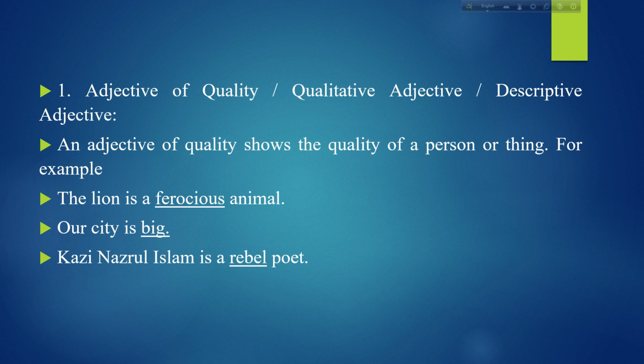So first one, adjective of quality or qualitative adjective or descriptive adjective. What is it? An adjective of quality shows the quality of a person or thing. For example, the lion is a ferocious animal. Our city is big. Kazi Nazrul Islam is a rebel poet. Here, ferocious, big, rebel, these underlined words are adjectives of quality because they are showing the quality of persons or things.